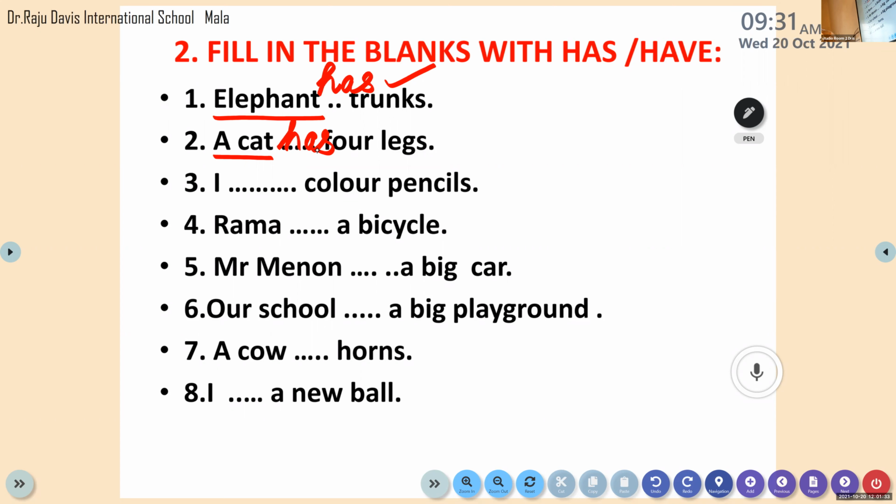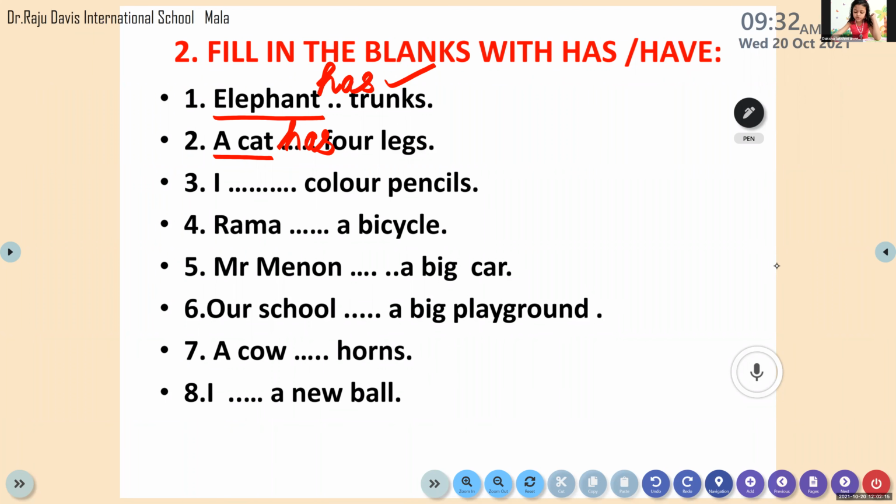I hope you're doing it. Now let's move on to the next question. I have color pencils. Yes. Now let's move on to Daksha. Daksha, come on. Do the third question for me. Daksha, come on, read the question louder.